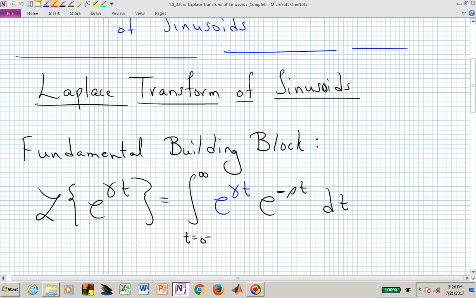Right now, let's just look at this fundamental building block of finding the Laplace transform of e to the gamma t. After we've done that, we will let gamma be either real or even imaginary, and we'll use that to our advantage to derive the Laplace transform of sinusoids.